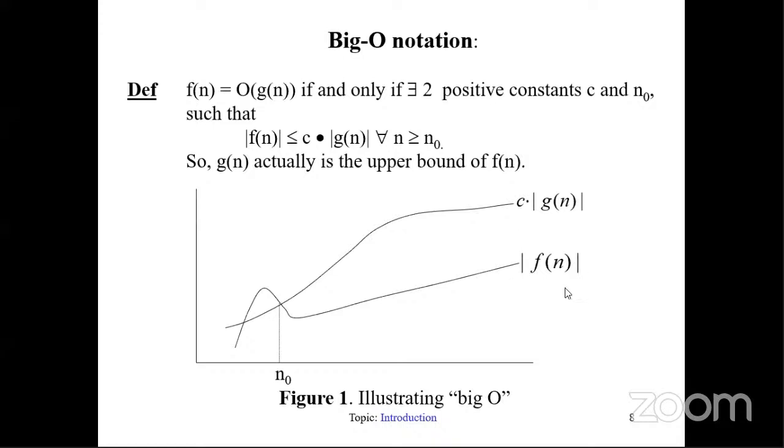No matter how f of n grows, it will not grow higher than cg of n, because we said that f of n is less than or equal to cg of n, provided that n is greater than or equal to n naught. So n is a value from here, and that's why you are picking that value from here. You see that it grows and goes to cg of n. So this is the illustration for the big O.